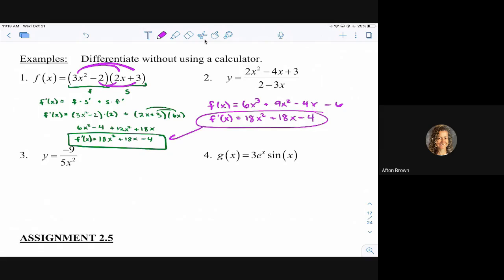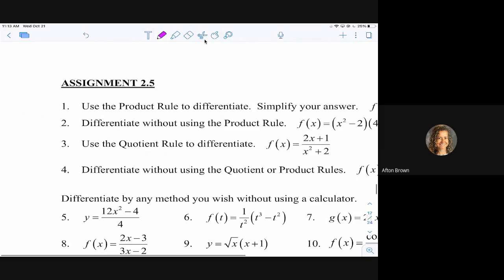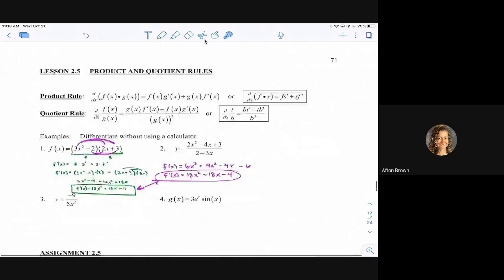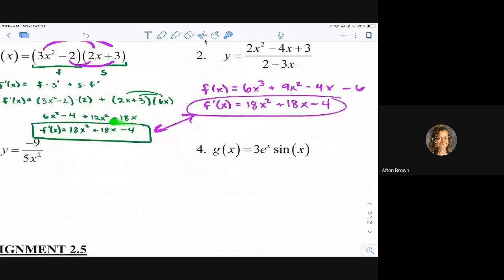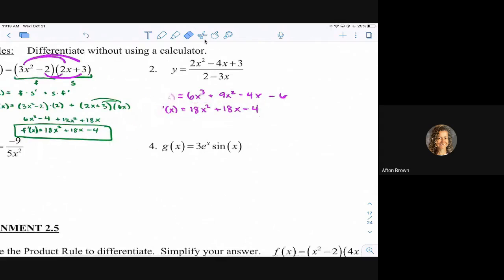What do you know? They're the same. So again, in general, yes, most of the time your assignment is going to ask you to do it both ways today. Product rule, or just multiply first and then do it. On a test, you get to choose. Okay, let's do quotient rule.